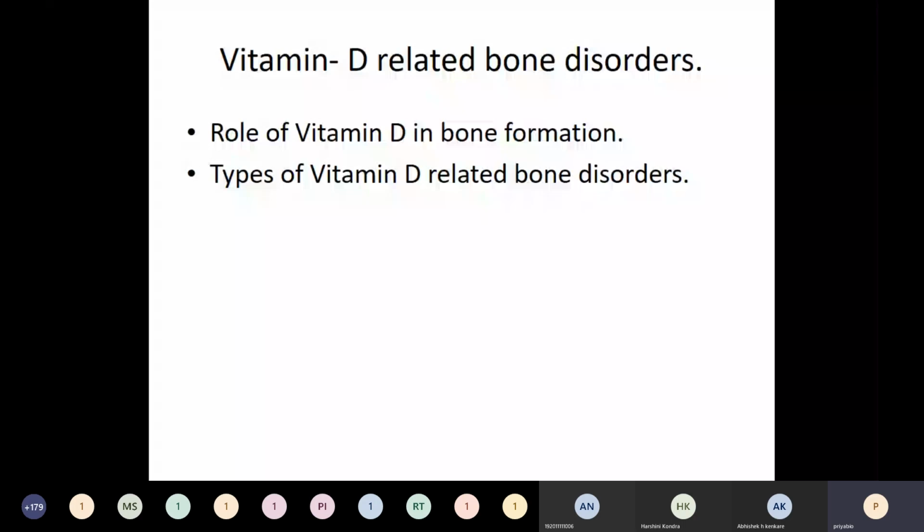So first you write about osteomalacia. What are the clinical features? Where do you see this? Then coming to rickets, seen in children.